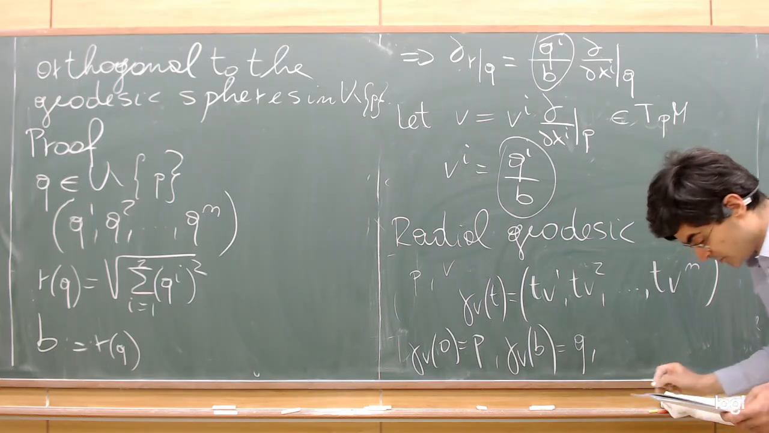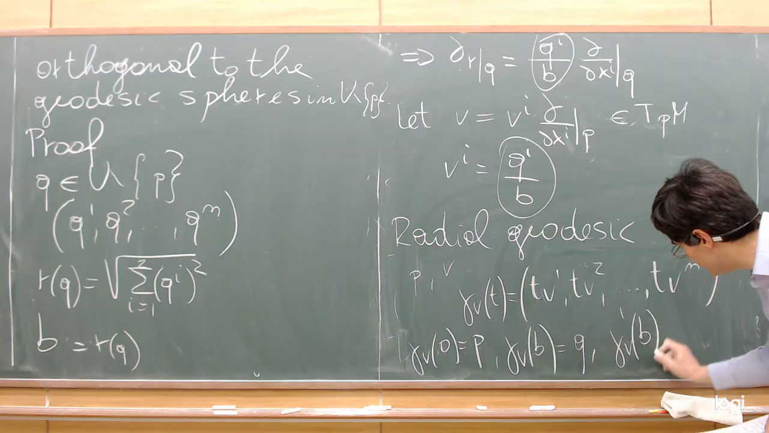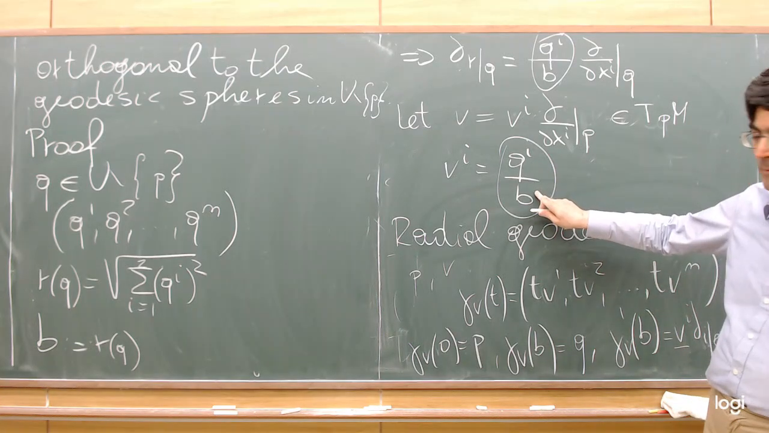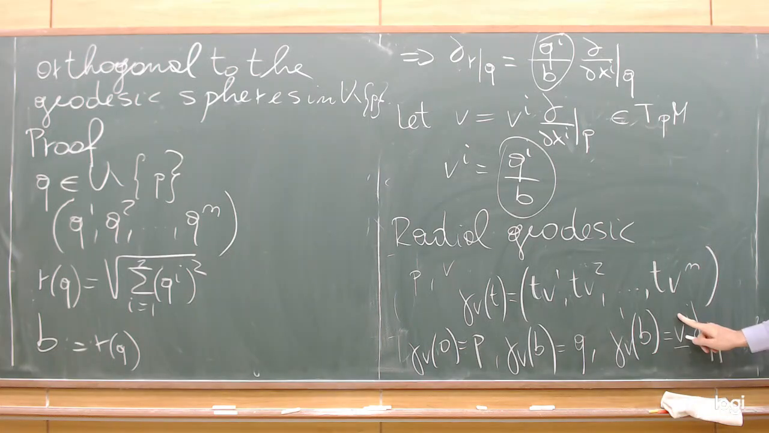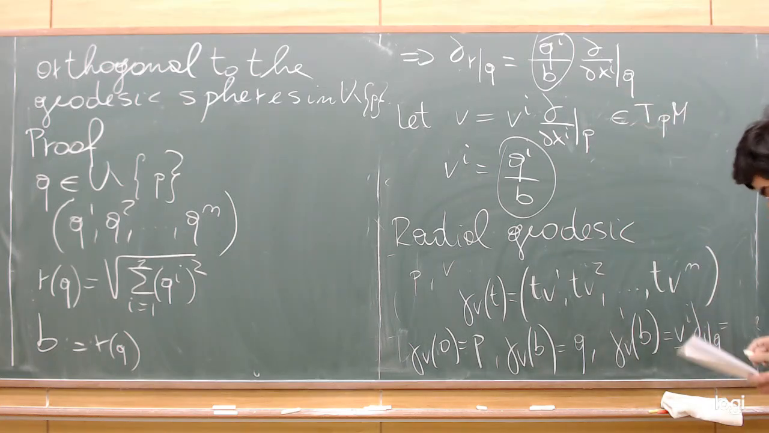And most importantly, what is gamma prime_V at b? This will be Vi delta_i at Q, but Vi is Qi over b, so Qi over b times delta_i at Q is exactly this vector. So this is delta r at Q.